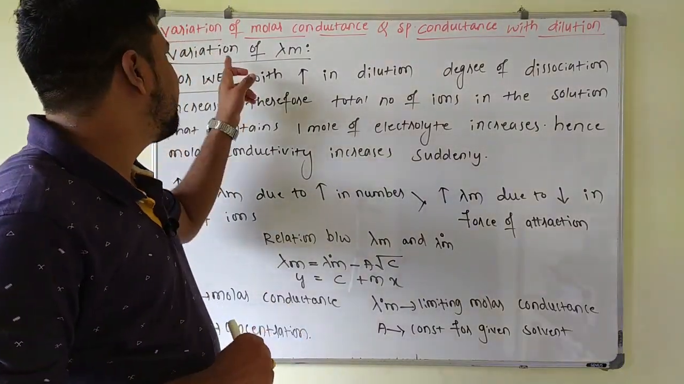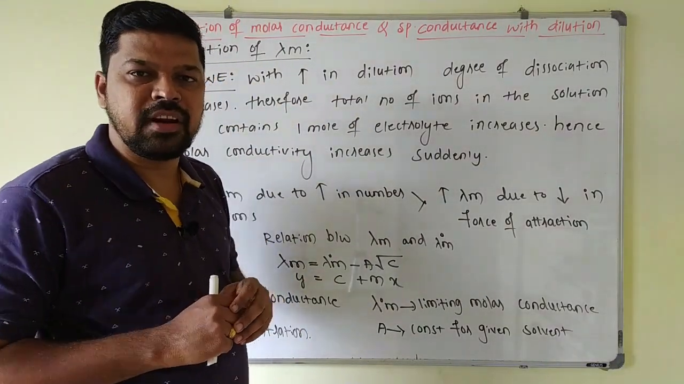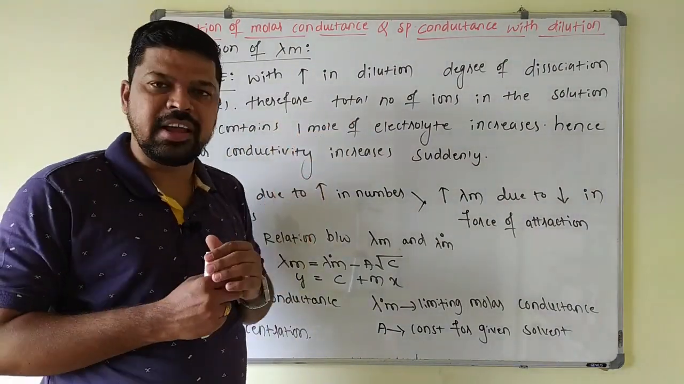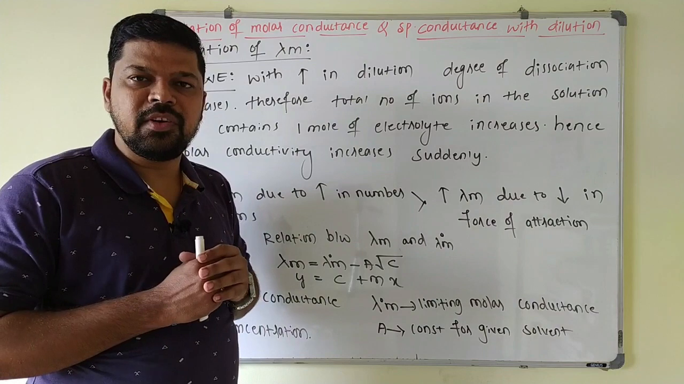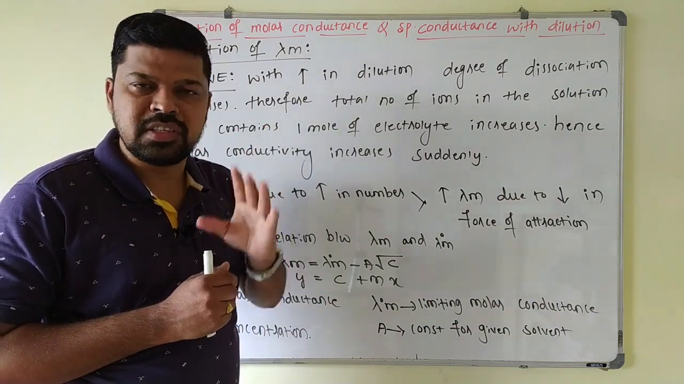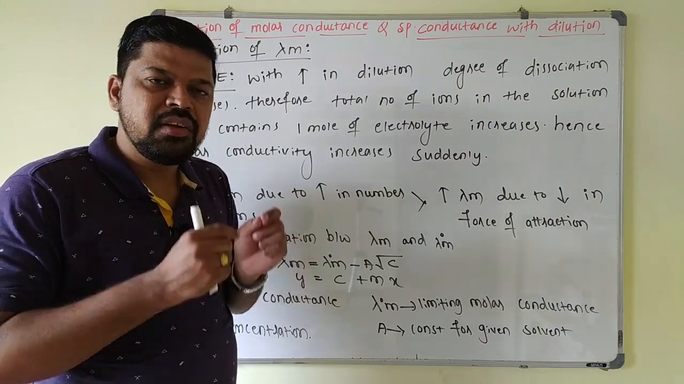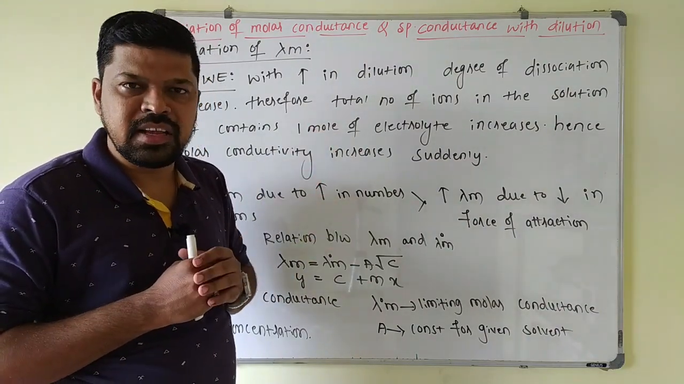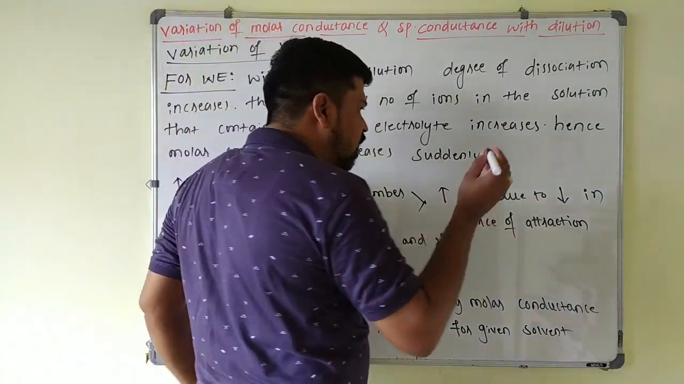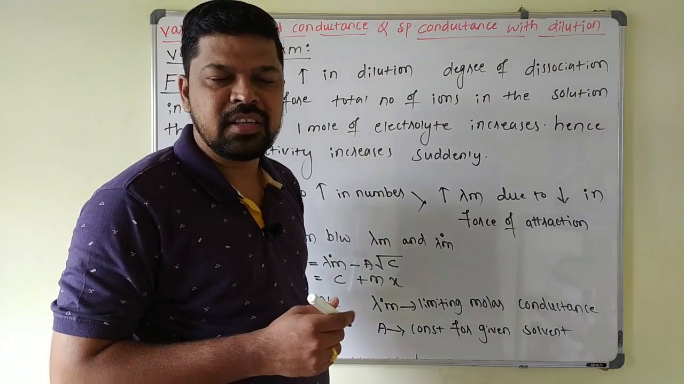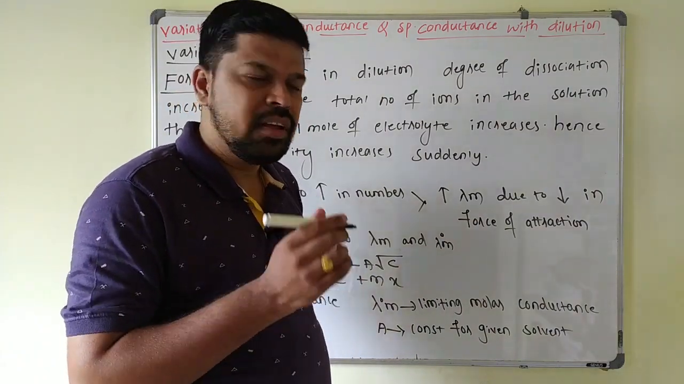So, the next point is variation of molar conductance for the weak electrolyte. How the molar conductance of weak electrolyte changes with the dilution. So, one thing we know that molar conductance increases with increase in the number of ions in the solution, and another thing is with the decrease in the force of attraction between the ions, again molar conductance increases. So, already we have discussed for strong electrolyte. For strong electrolyte which undergoes complete ionization, 100% ions will be formed.